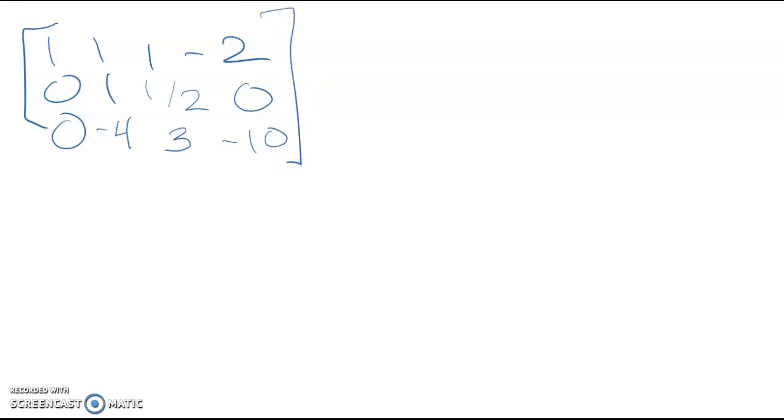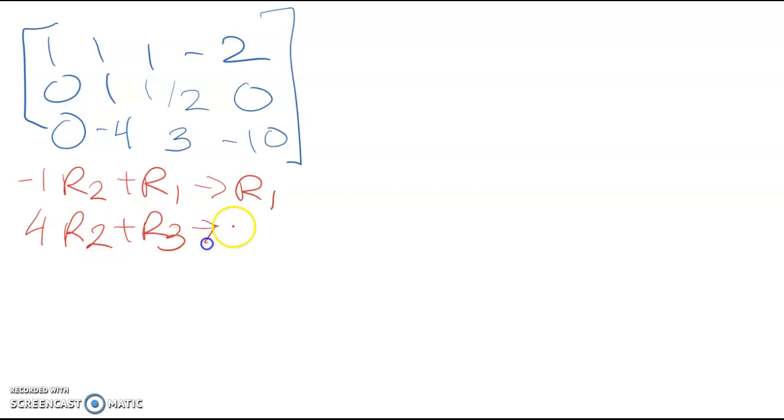Okay. So now I'm going to use that 1 that I just solved for right here to get rid of the numbers above and below it. So one thing I can do is -1 row 2 plus row 1 to replace row 1. That way I get a 0 there. And another thing I can do is 4 row 2 plus row 3 to replace row 3 to get a 0 there, right? And that's our next goal here.